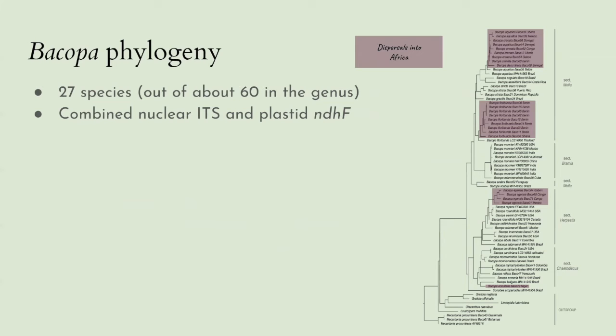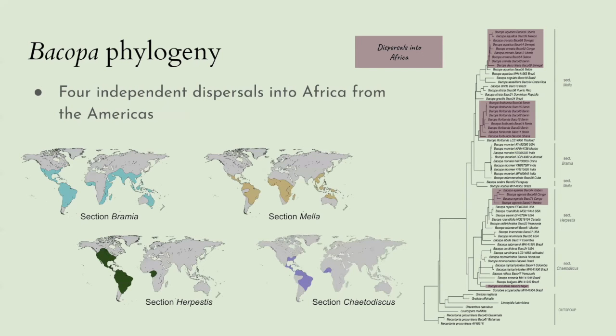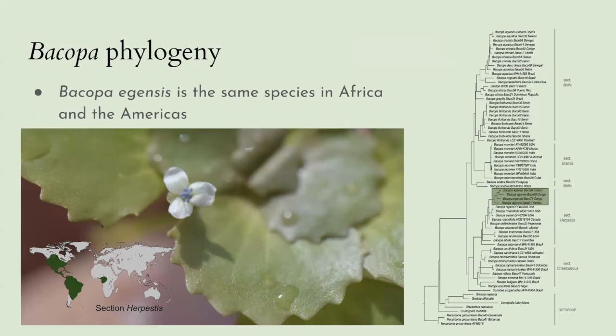We constructed this using combined DNA from the nuclear ITS region and the plastid NDHF gene. We reconstructed geographic dispersals into Africa and highlighted them. As you can see, there are 4 separate ancestral dispersals into Africa. There are 2 in section Mela, 1 in section Ketodiscus, and 1 in section Herpestis. We found that Bacopa eugenia is in fact the same species in Africa as it is in the Americas.